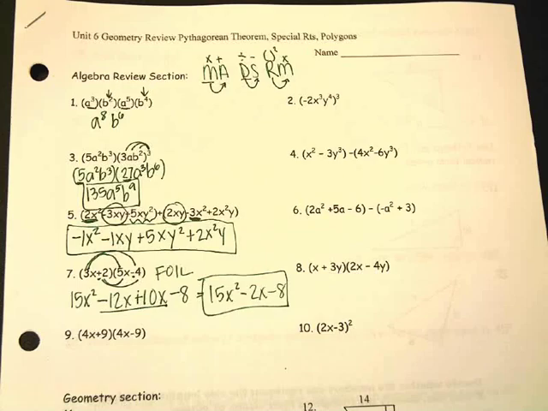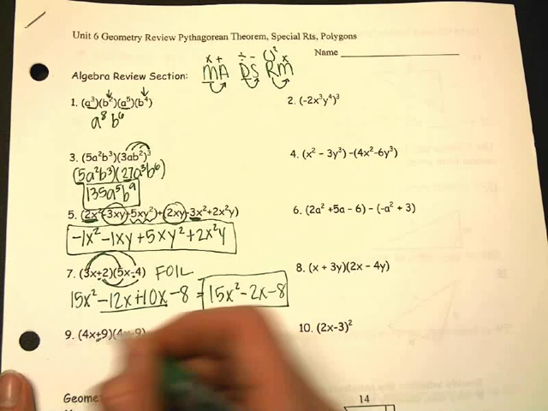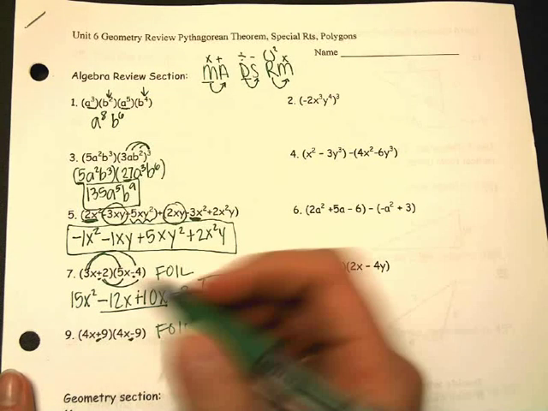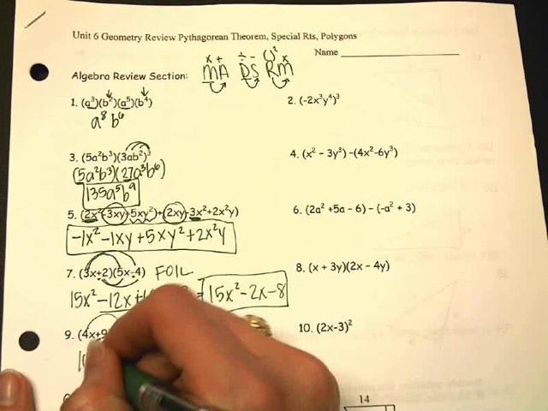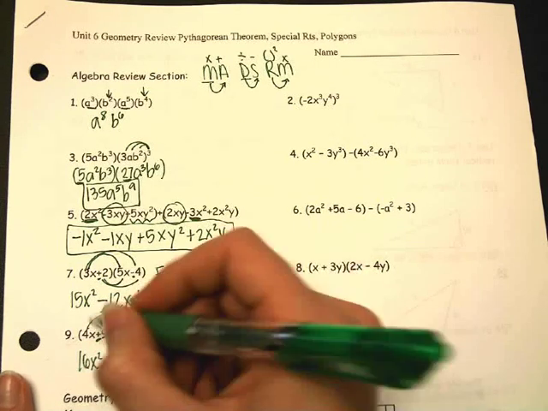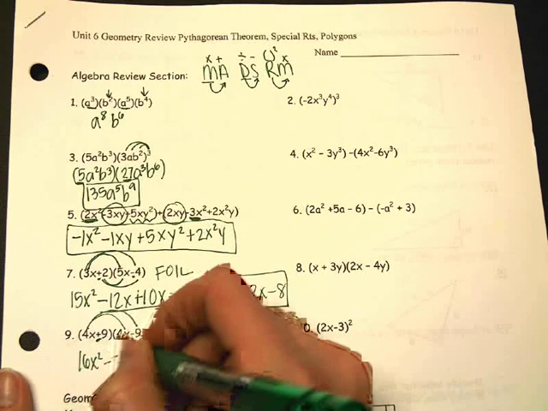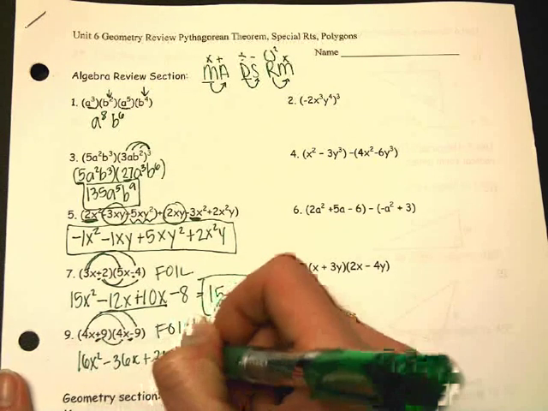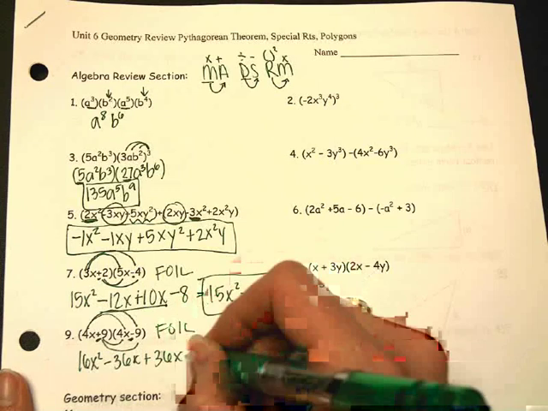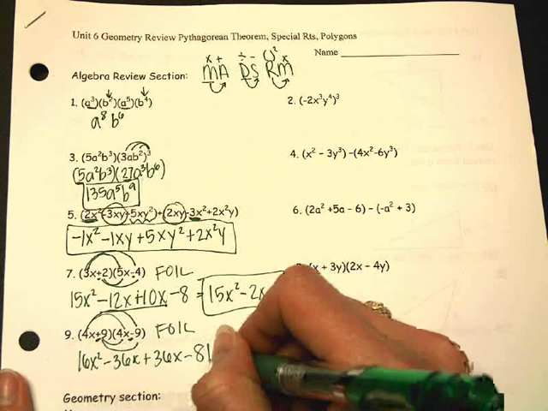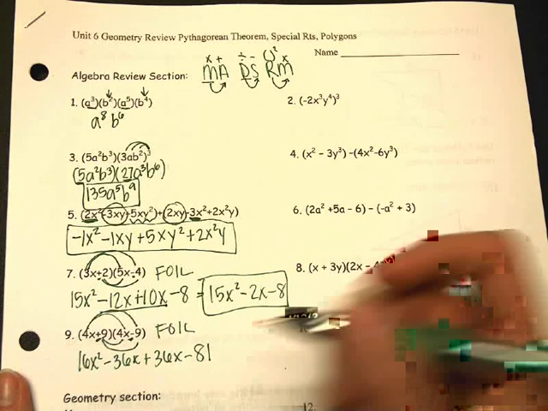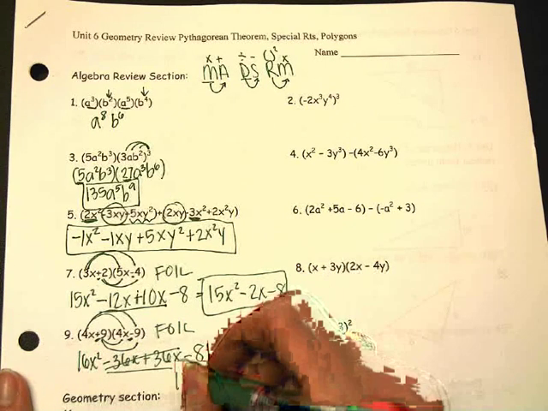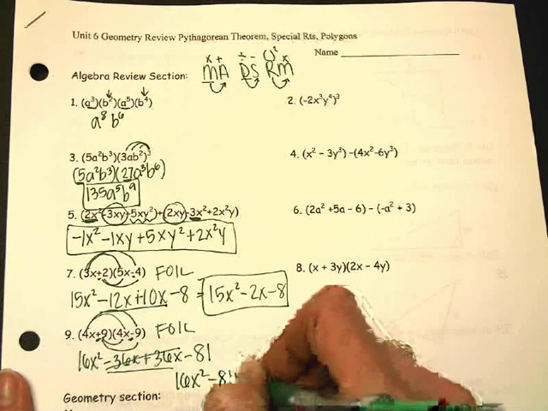Number 9 is also another FOIL problem because you're multiplying and you have the plus and the minus in there. So we're going to FOIL just like we did last. 4x times 4x is 16x squared. 4x times a negative 9 is a negative 36x. 9 times 4x is a positive 36x. And 9 times a negative 9 is negative 81. Notice when you combine your like terms here, the negative 36x and the positive 36x, they cancel. And you're just left with 16x squared minus 81.